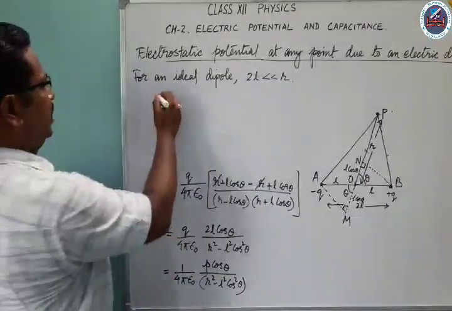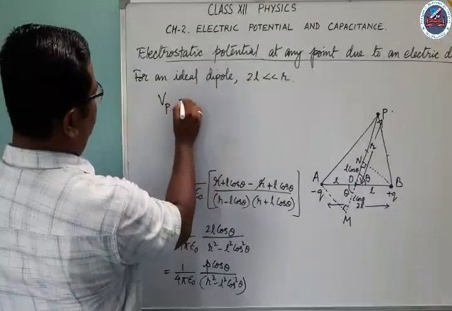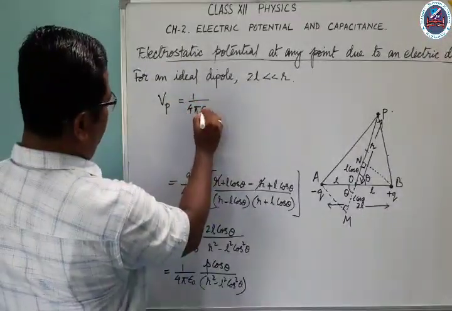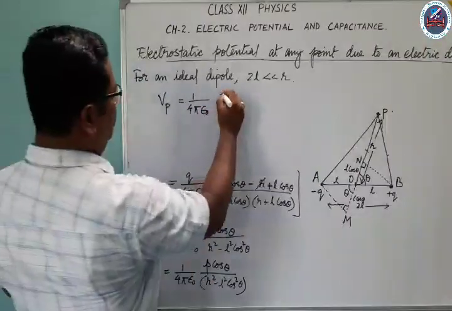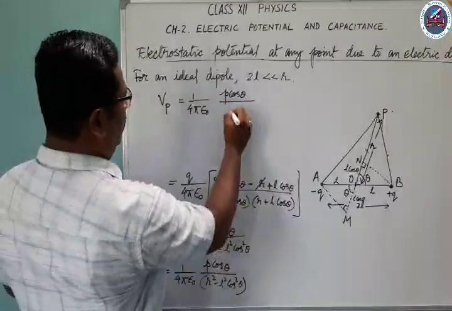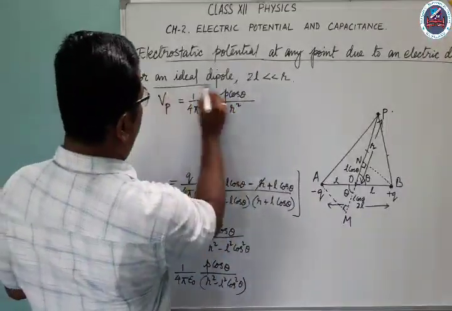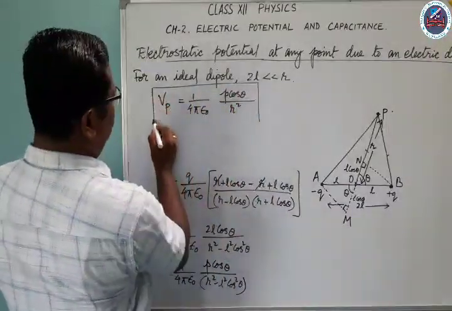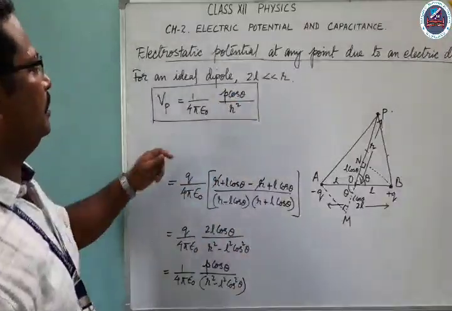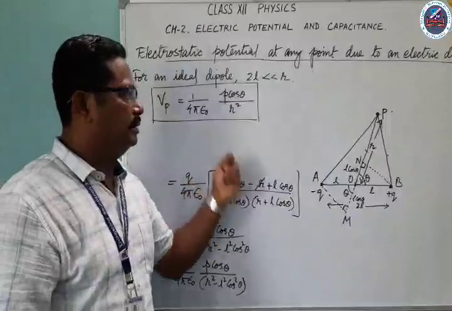So ultimately you can write the potential at point P due to an electric dipole is 1 by 4 pi epsilon naught P cos theta divided by R square. This is the ultimate expression for the electrostatic potential at any point due to an electric dipole.